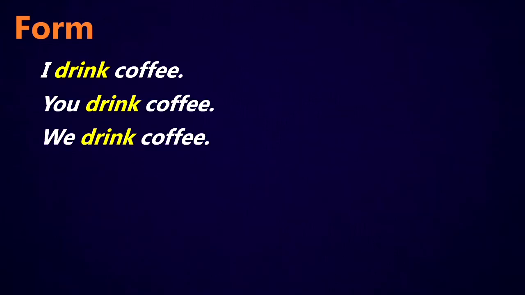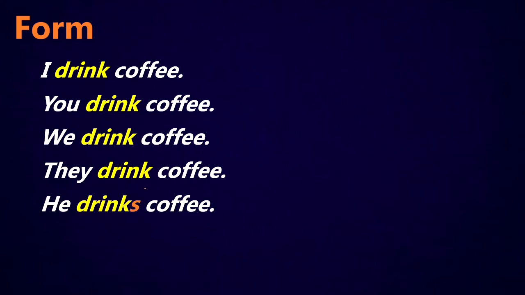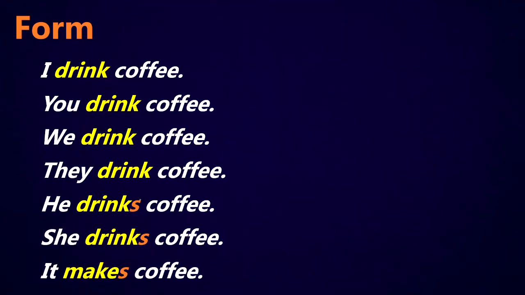So the basic forms of the present simple are like this. I drink coffee, you drink coffee, we drink coffee, they drink coffee. So depending on the subject, we see here the main form of the verb is the same. However, when we get into other people, like he drinks coffee, she drinks coffee, or it makes coffee, we start to add this S on the verb.